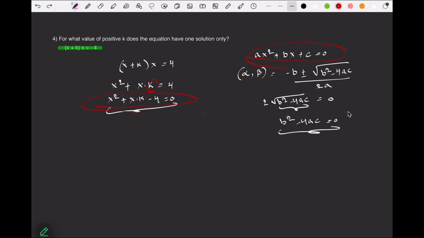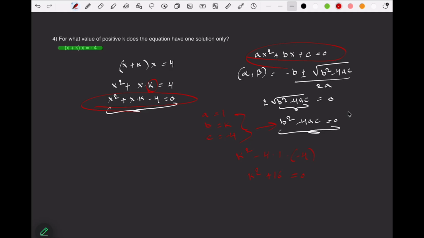After comparison, I am writing a is equal to 1, b is equal to k and c is equal to minus 4. Let's substitute these values here. So b square means k square, minus 4 times a is 1 and c is again negative 4. So I can write it as k square plus 16 is equal to 0.